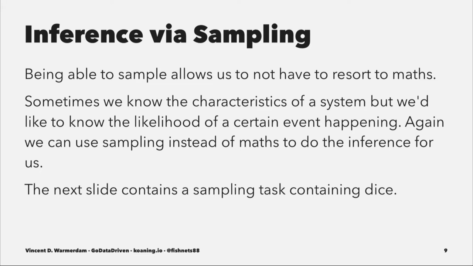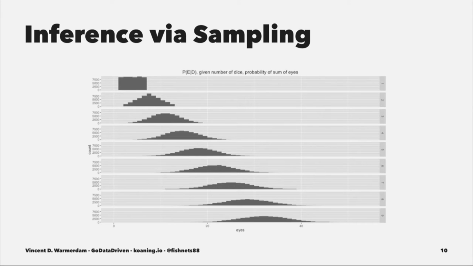And I guess the easiest way to explain, from a modeling perspective, why samples are useful is that sometimes we know the characteristics of a system, but we'd like to know the likelihood of a certain event happening. And again, it might be easier to use sampling instead of math to do the inference for us. The simplest example I could come up with was, suppose you have a lot of dice, you roll the dice, and then there's a probability that a certain number of eyes pop out. I could calculate that, but instead, what I could also just go ahead and do is draw histograms.